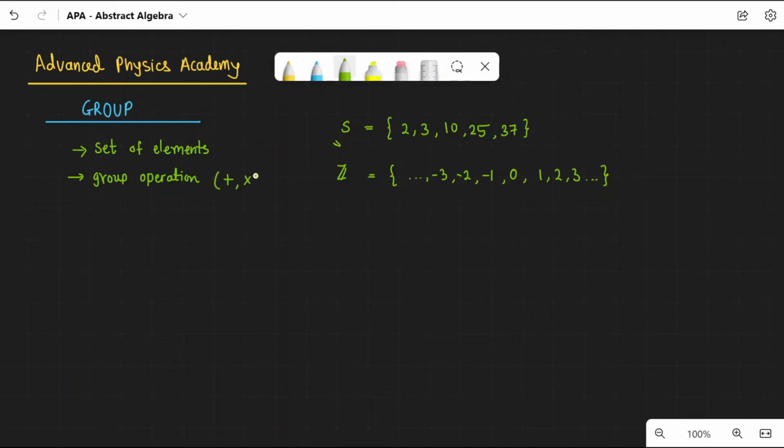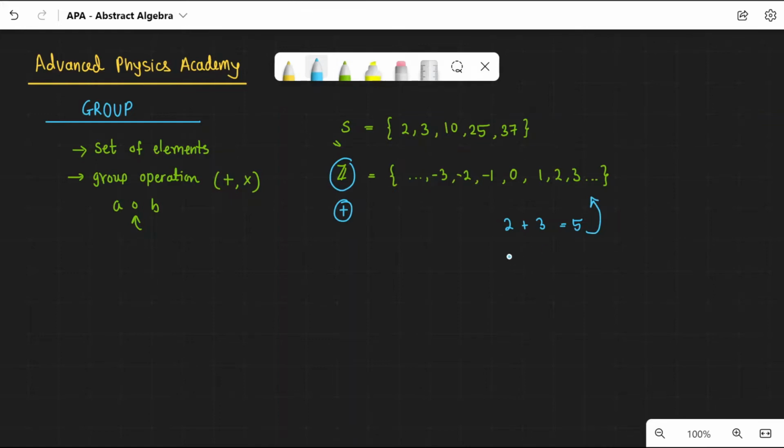Although you'll find in abstract algebra books that a general group operation is defined with a tiny circle like this, so A times B, where this operation can be anything, addition or multiplication. So going back to our example, the set that we have is the set of integers, and let's consider addition as our group operation. So you can check if we add any of the two integers, for example 2 plus 3, that gives us 5, which is again an integer and it belongs to this set.